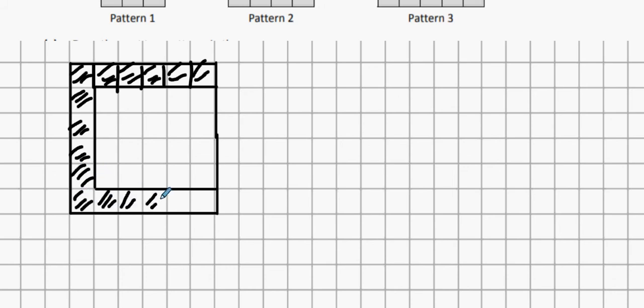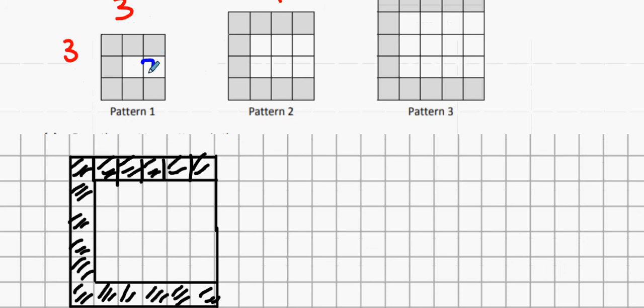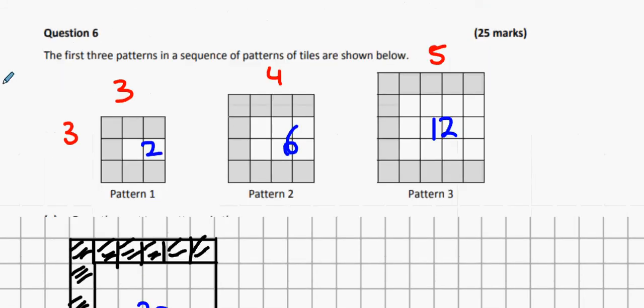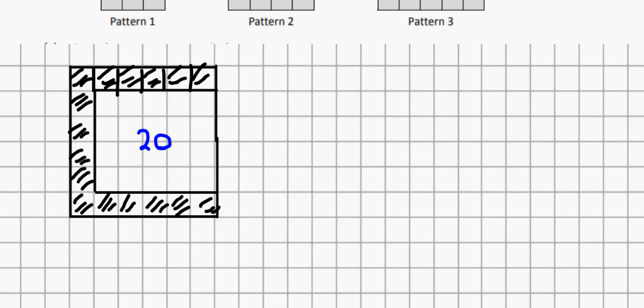And so how many white tiles do we have this time? 2 white tiles, 6 white tiles, 12 white tiles, and this is 20 white tiles, okay? Now, next thing I have to do is a 7 by 7, because it says the next two patterns, does it? So we're going to have to do a 7 by 7. So 1, 2, 3, 4, 5, 6, 7. 1, 2, 3, 4, 5, 6, 7. And that is going to be a 7 by 7.